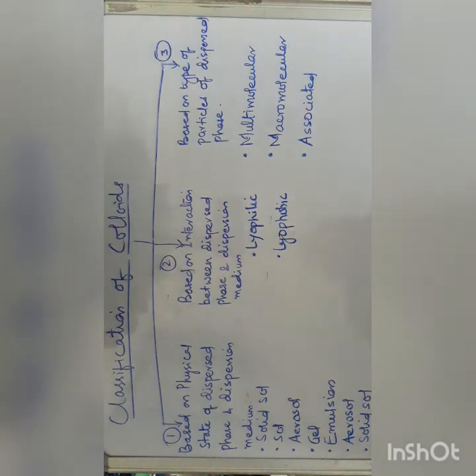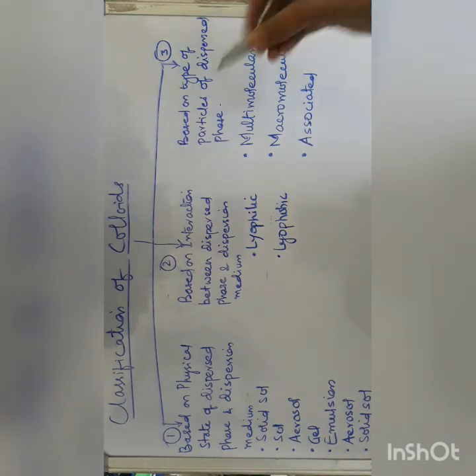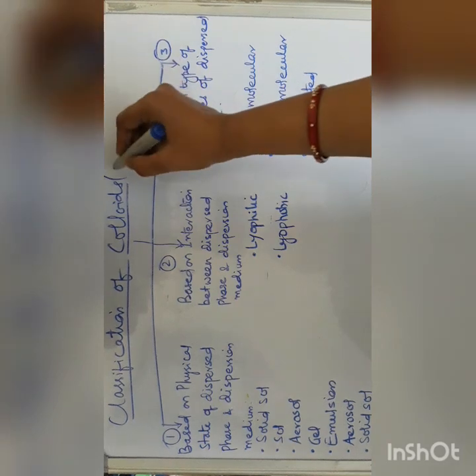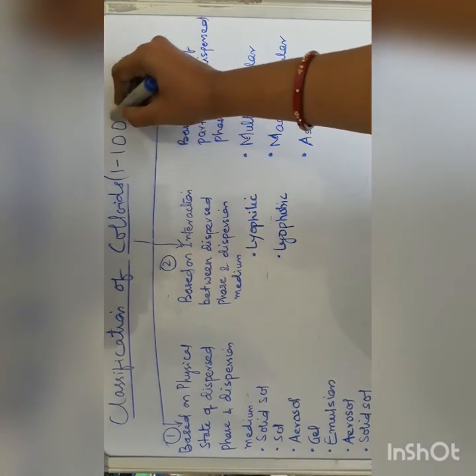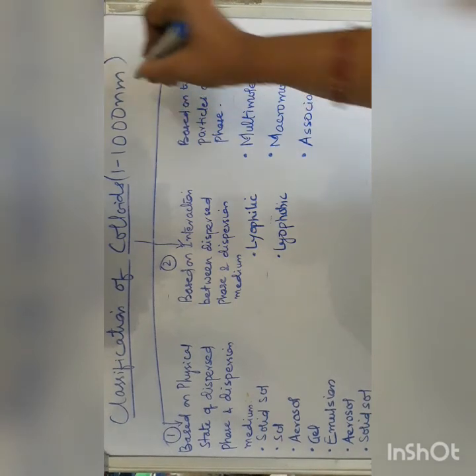Today we are going to study about colloids. Colloid is a mixture where the size of the particles of the dispersed phase ranges between 1 to 1000 nanometer. So the size of particles of colloid, or you can say the particles of dispersed phase, lie in the range of 1 to 1000 nanometer.